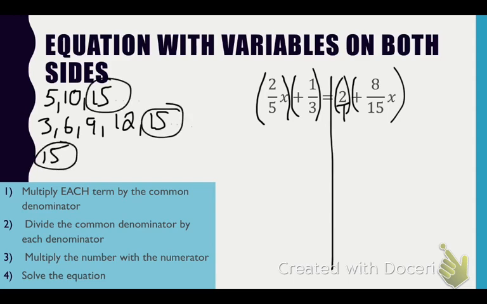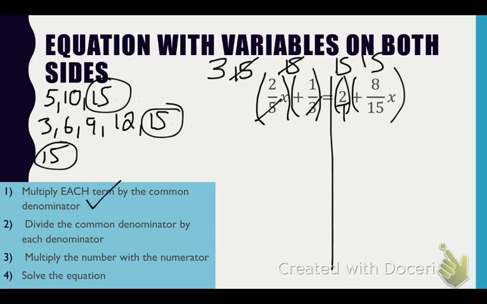Okay, if you just know right away, great. That's your common denominator. So I'm going to multiply everything by 15. Not 18, 15. Okay, now I'm going to divide, so I did the first thing. I'm going to divide the common denominator, so 15, by each denominator. So 15 divided by 5 is 3. And 15 divided by 3 is 5.